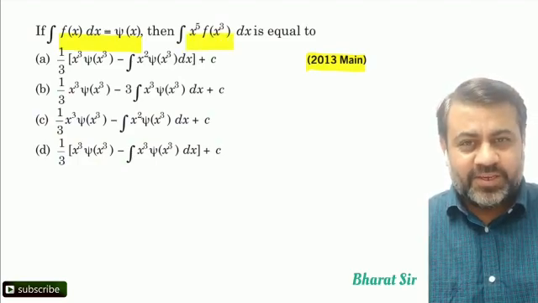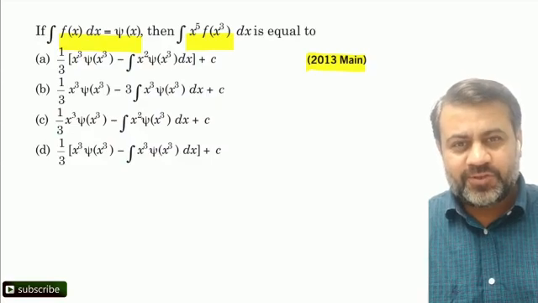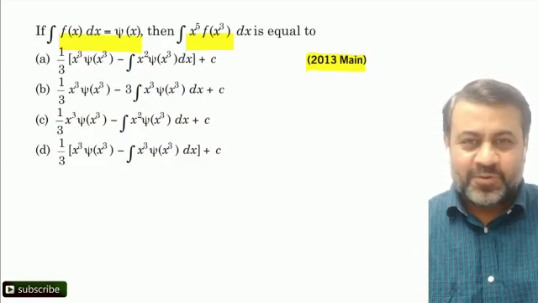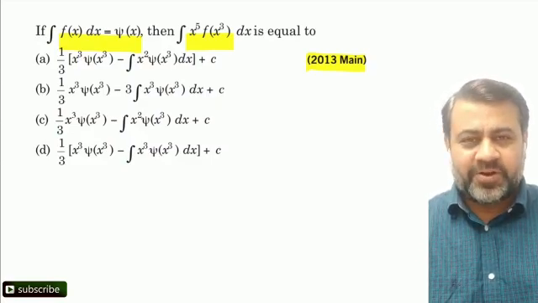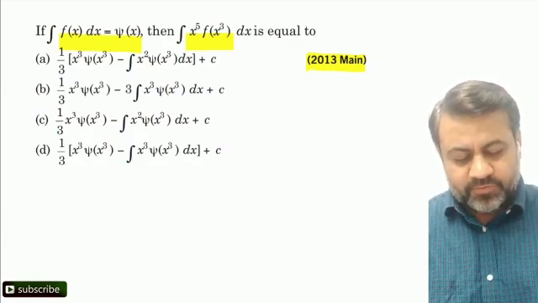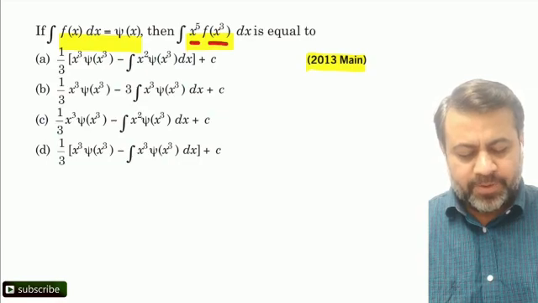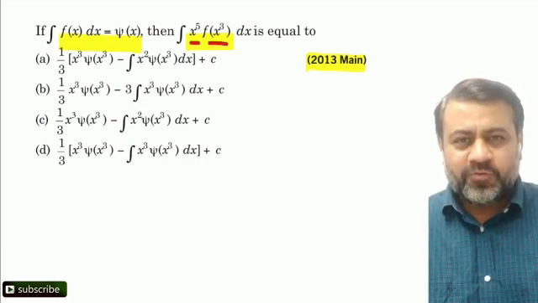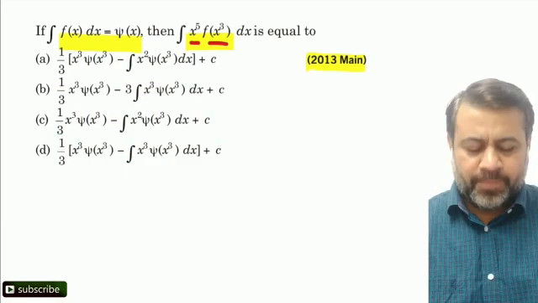So when you see this question, what is the first thought that comes into mind? Most of you will think about integration by parts, right? Why? Because we have a product of two functions. We have x power 5 multiplied with f of x cube. So a product of two functions, definitely you will think about integration by parts.